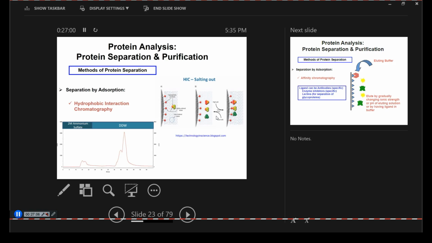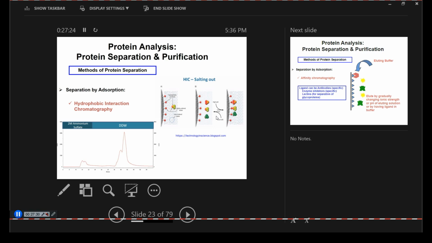A very common separation and isolation of a protein is hydrophobic interaction chromatography. But this is not done in industry, as far as I know, because of the amount of salt that is needed for this procedure. Okay, so what's the principle here?